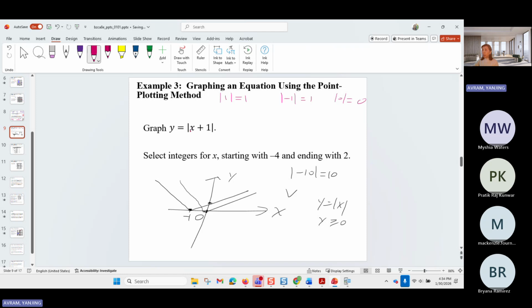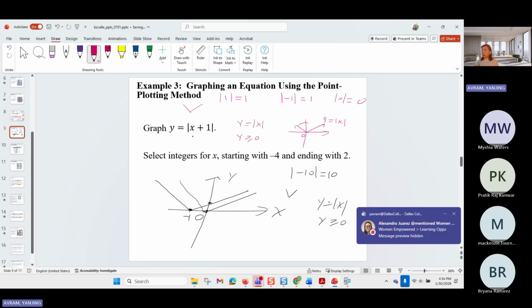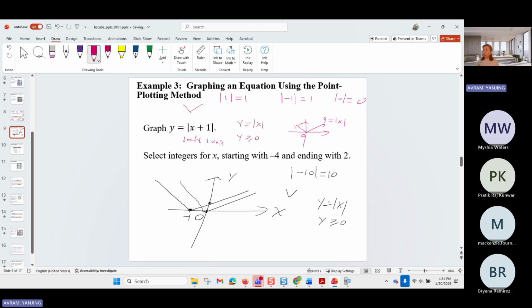Okay, so the absolute value graph is kind of like a V shape. All right, so if I graph y equal to absolute value of x, it will look something like that. Okay, that's y equal to absolute value of x, because y is always greater than or equal to 0. It won't be negative in here. All right, but we have y equal to absolute value of x plus 1. So we move to the left for 1 unit. Okay, all right, so we can look at this one right here.